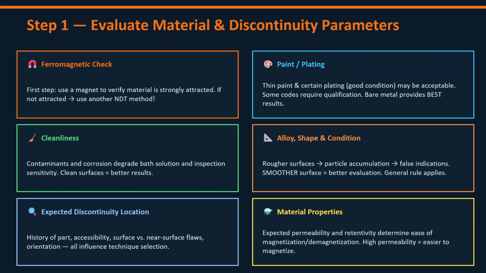An experienced inspector spends time looking at the component before touching the equipment. That short assessment can prevent a long inspection performed with the wrong technique. The objective is not simply to produce particles on the surface, it is to create a magnetic condition in which the expected discontinuity has a strong opportunity to reveal itself.